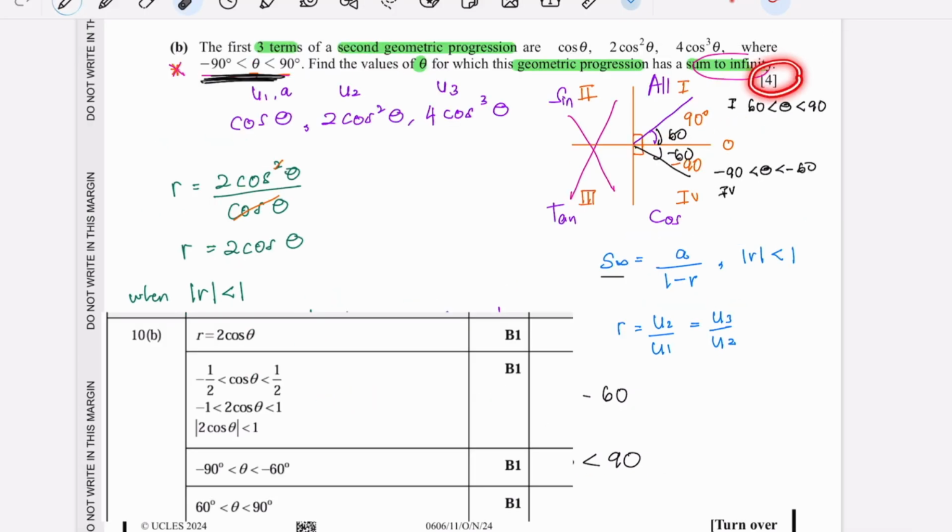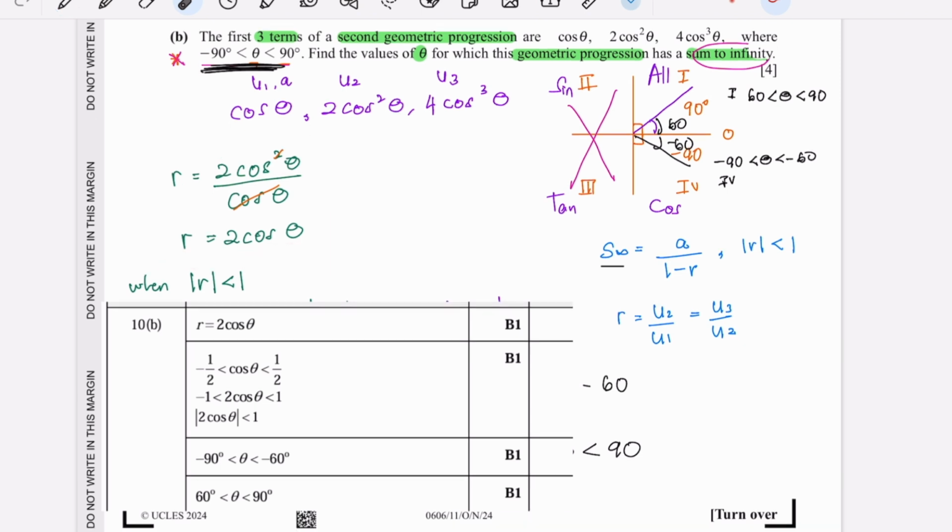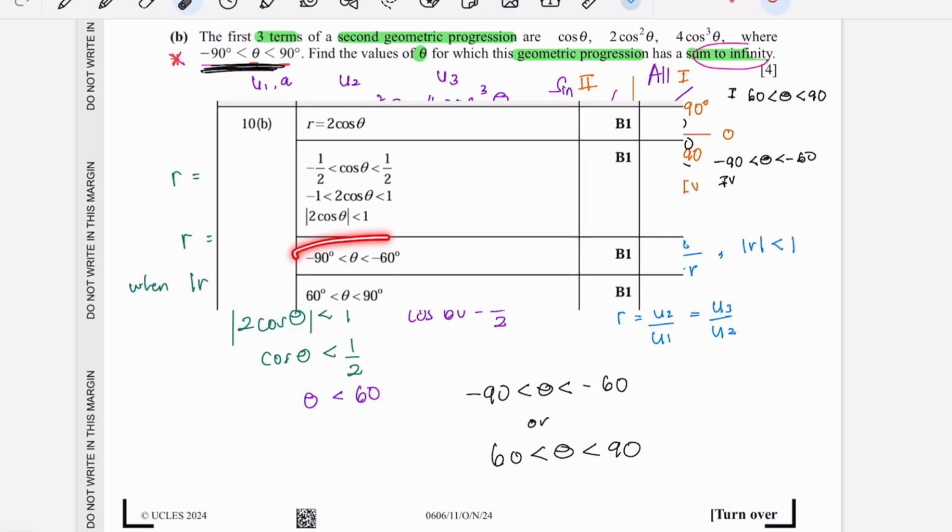It's a 4-mark question. When we find our R, which is equal to 2 cos theta, this is 1 mark. When we understand that the question does not want us to solve S infinity, but rather recognize that the modulus of R, which is 2 cos theta, must be less than 1, that is the next marks. And our final answer is when we mention negative 90 degrees to negative 60, or 60 to 90, based on the restriction given.